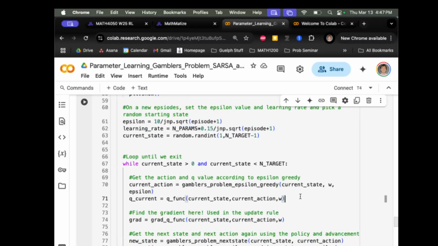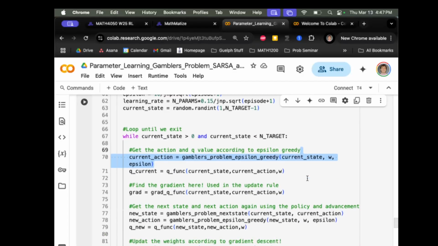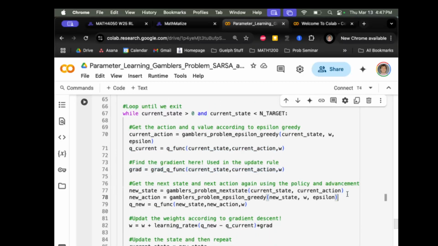Here's my current action, which I choose according to the epsilon greedy. And there's my current Q value. There's my gradient. And there's my new state and my new action. So this is the SARSA in SARSA. I guess the current state is already baked in. So state, action, new state, new action. There is no R. Does anyone know why there's no R? Did I forget the R?